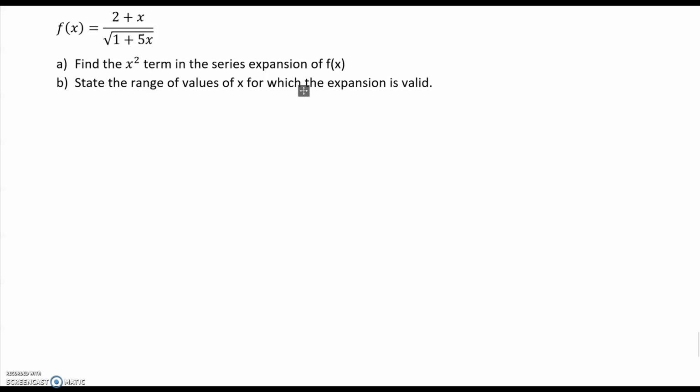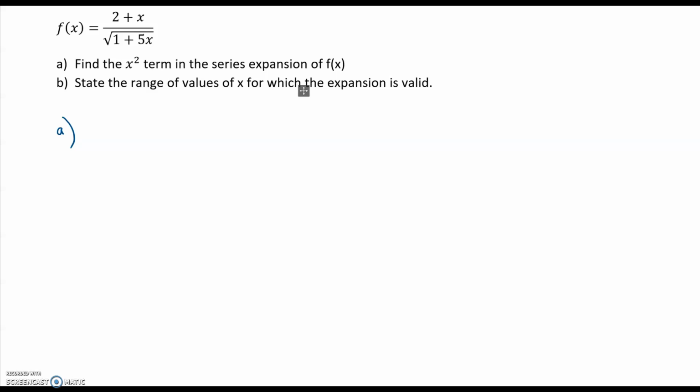So here we've got f of x equals 2 plus x over the square root of 1 plus 5x, with the root around that last term. So we want to find the x squared term in the series expansion of f of x. So we're going to go through and do the expansion right from the start. So we've got part A.